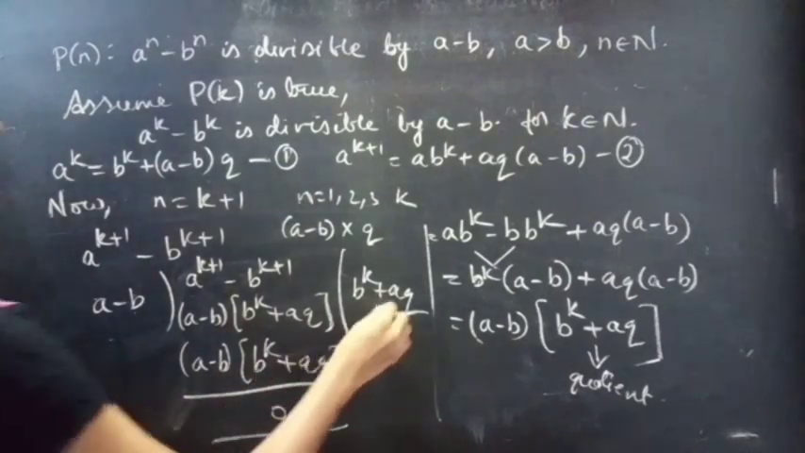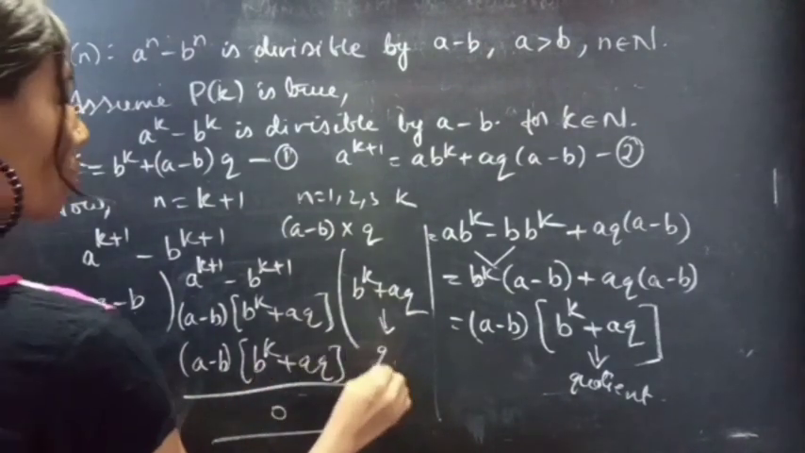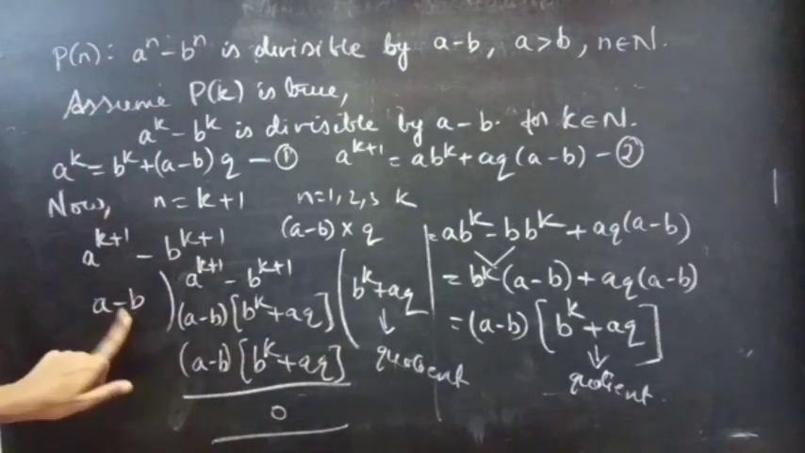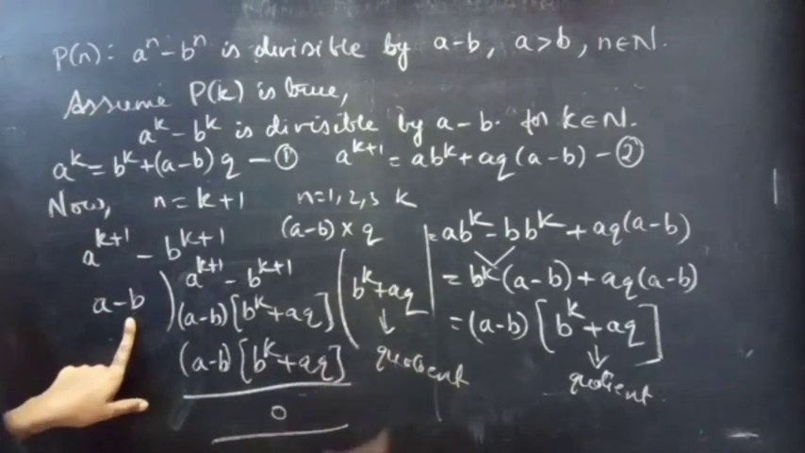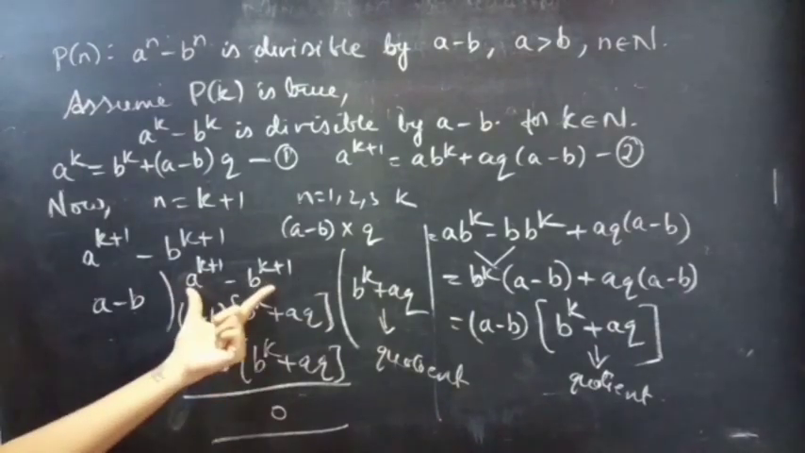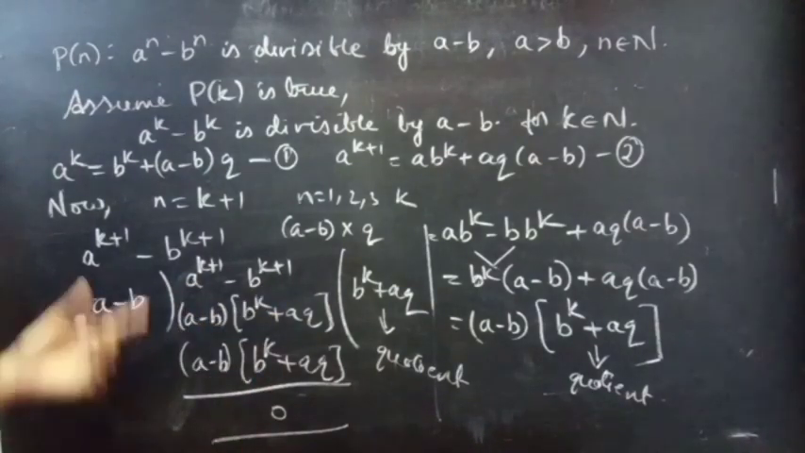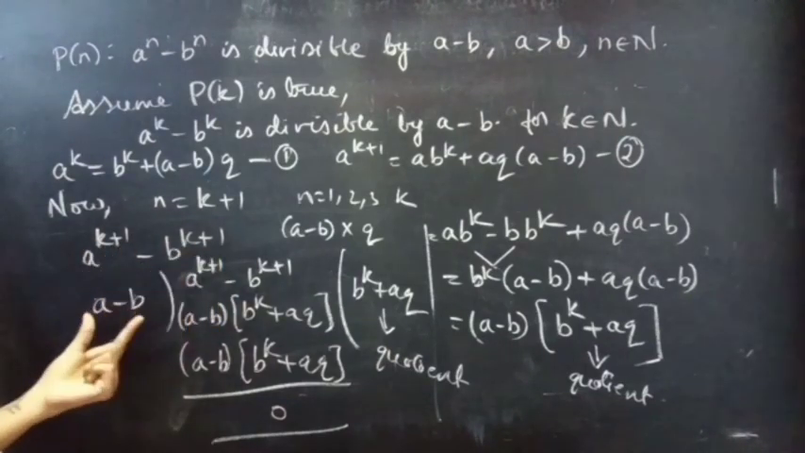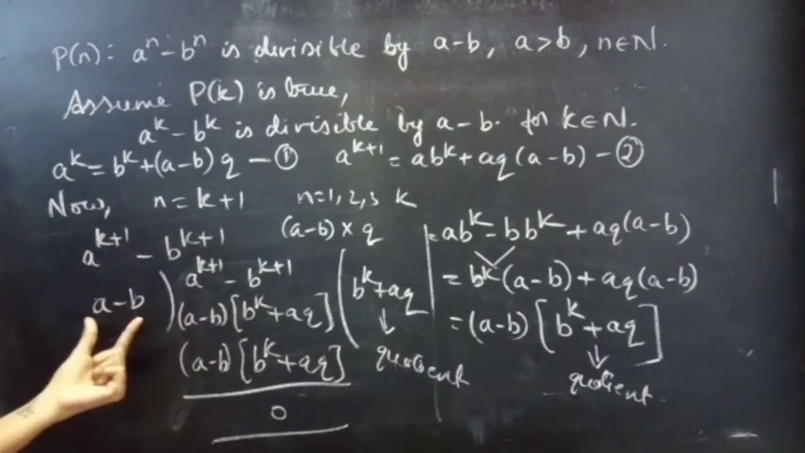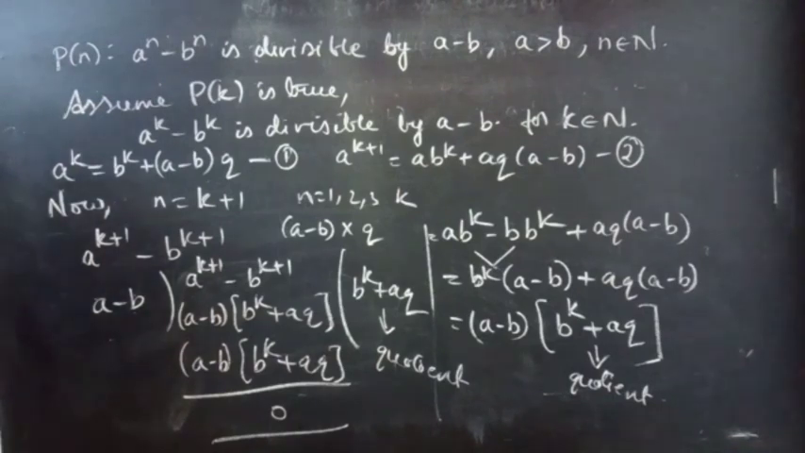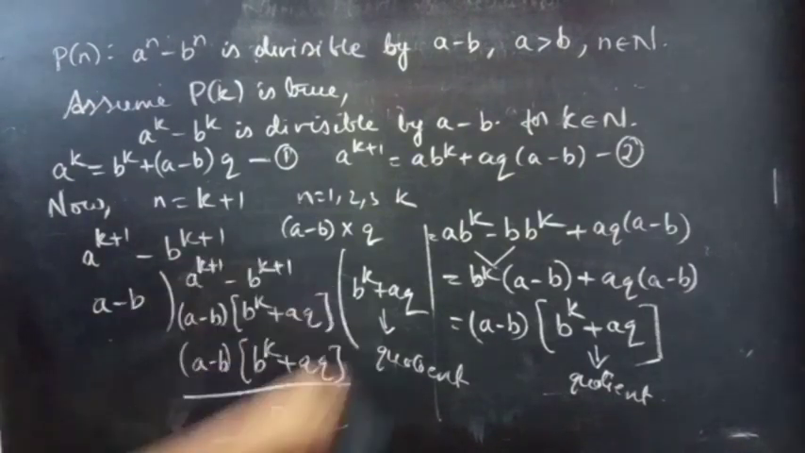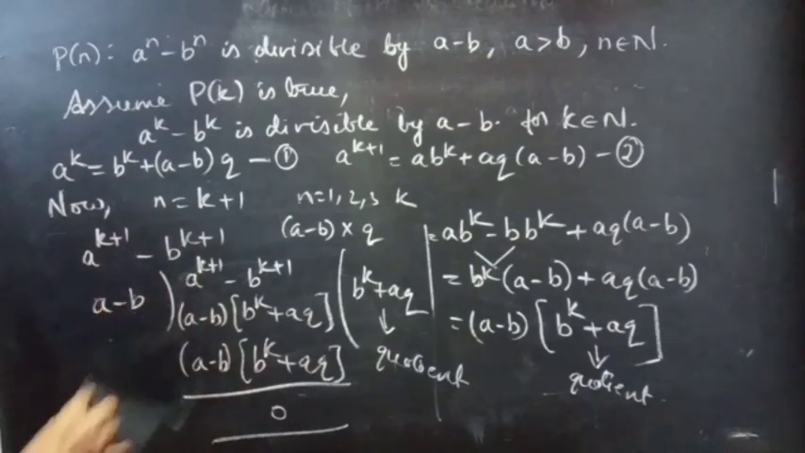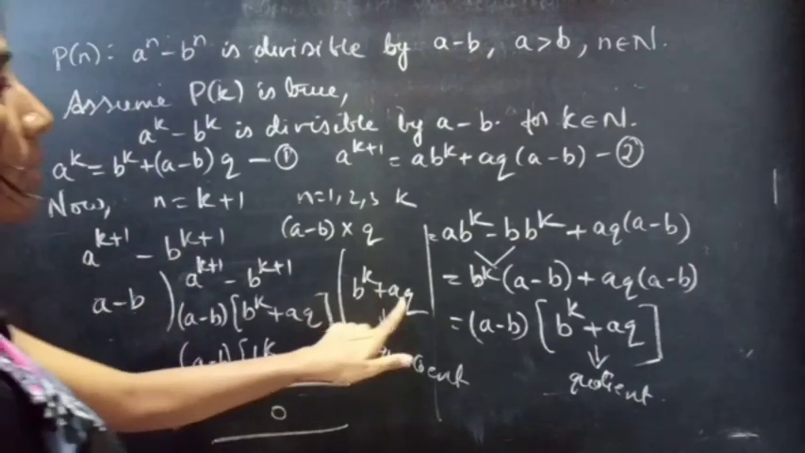So here we can say that b power k plus aq is a quotient, and also divisor into quotient plus remainder gives the dividend. It is nothing but a power k plus 1 minus b power k plus 1 is divisible by a minus b. Okay, from this we can say that a power k minus b power k is divisible by a minus b with quotient b power k plus aq.